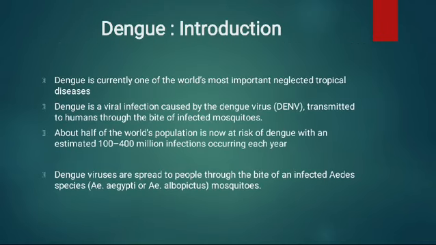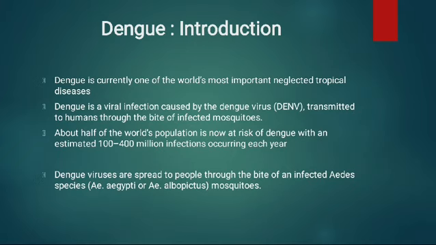Today we are going to see what is dengue virus and about dengue fever. Dengue is currently one of the world's most important neglected tropical diseases. It is a viral infection caused by the dengue virus, transmitted to humans through the bite of infected mosquitoes.